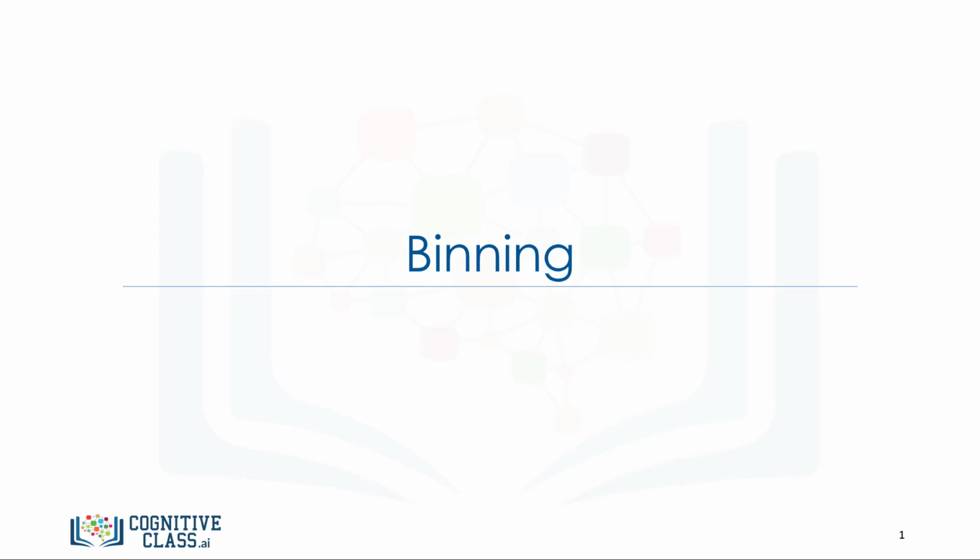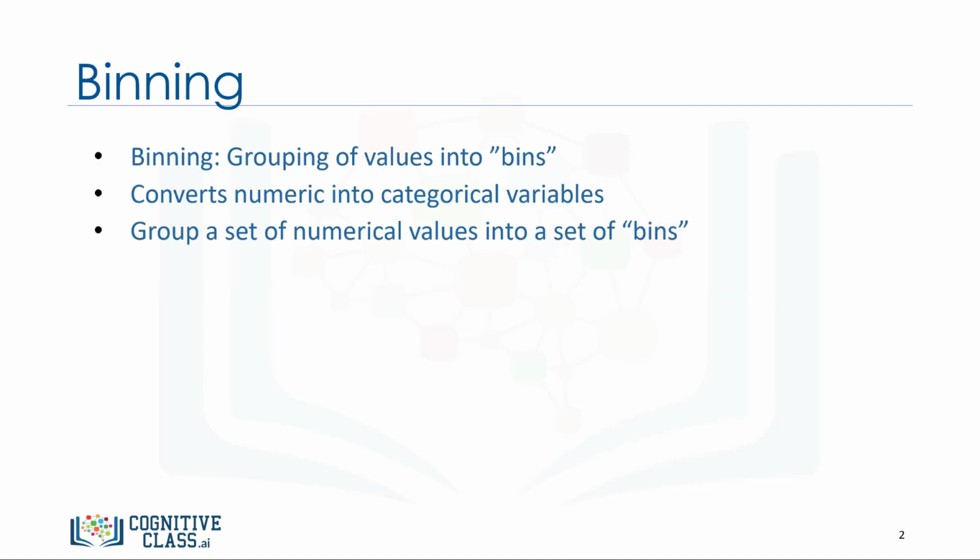In this video, we'll be talking about binning as a method of data pre-processing. Binning is when you group values together into bins. For example, you can bin age into 0 to 5, 6 to 10, 11 to 15, and so on. Sometimes binning can improve accuracy of the predictive models.